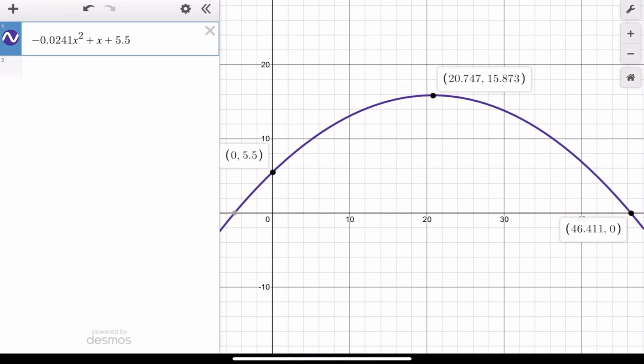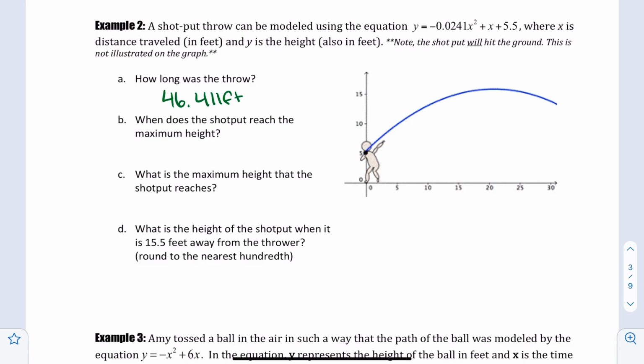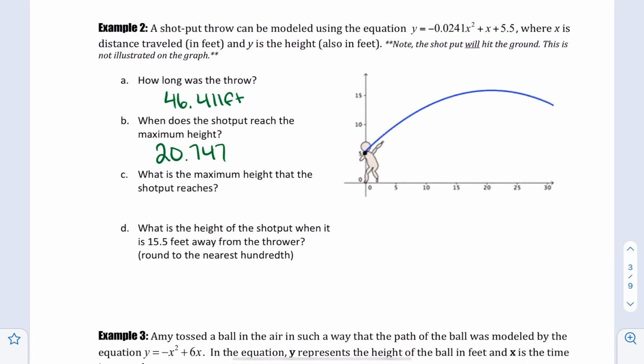And it reaches its maximum height here at this point. The x value is 20.747. That maximum height is 15.873. And since it's asking, when does it reach the maximum height, it means it's asking for the x value. The x value is 20.747. And that's a horizontal distance of 20.747 feet away. Now, if you were to take that 20.747 and multiply it by 2, you would wind up getting your total distance. Pretty crazy.